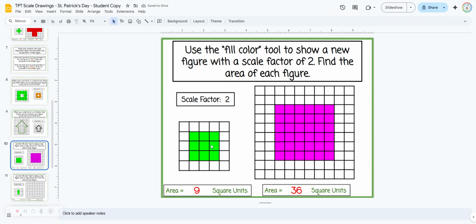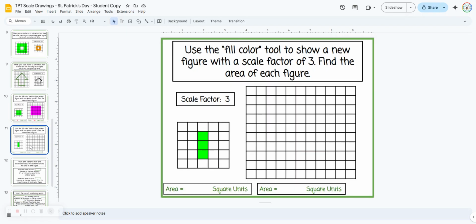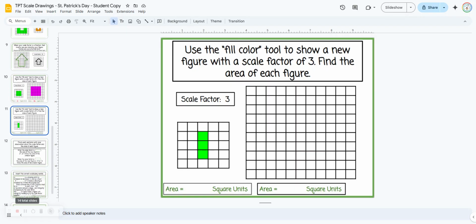Now we can't just multiply by the scale factor because that doesn't give us 36. But we might want to have the students see if they can predict how we can figure out the area of the larger figure. So what they have to do is multiply the area of the original figure by the scale factor squared. So 2 squared would be 4. We multiply 9 times 4 and we get 36. And they're going to do the same thing on the next figure.